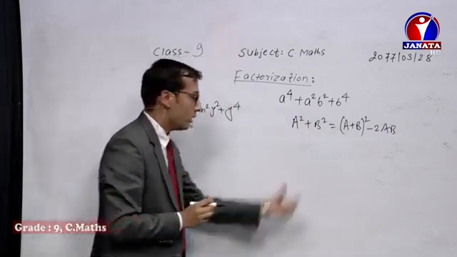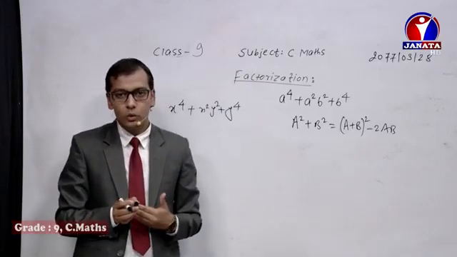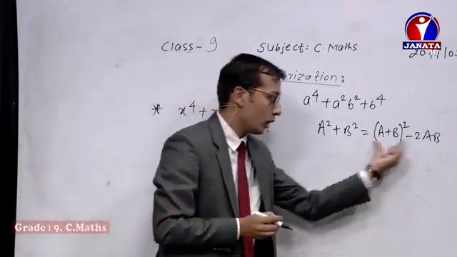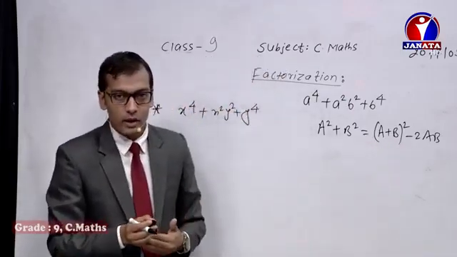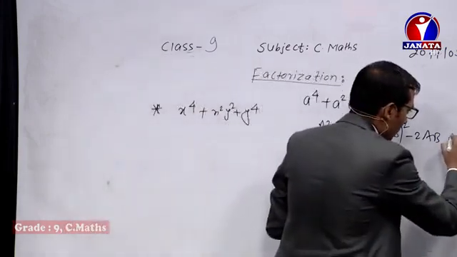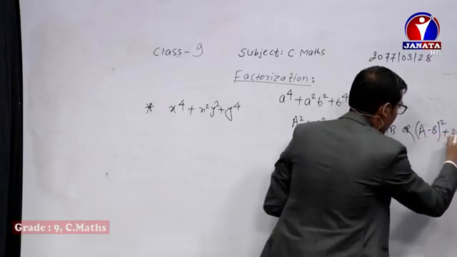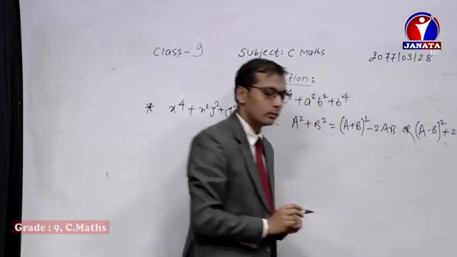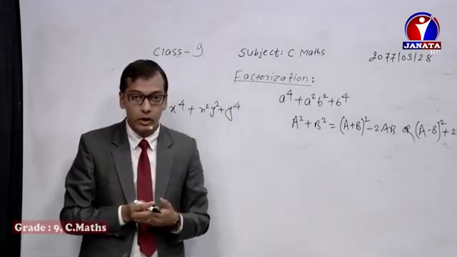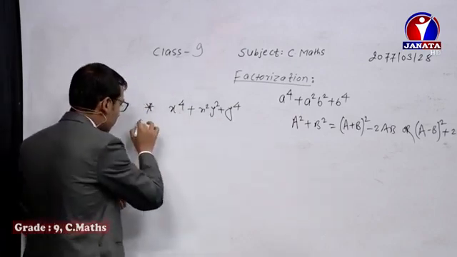But in fact, this expression has two expanded forms. In some of the factorization, we use this one, a plus b whole square minus twice ab. In some of the factorization, we use a minus b whole square plus twice ab. So depending on the expression that we have for factorization. So let's begin this factorization here.